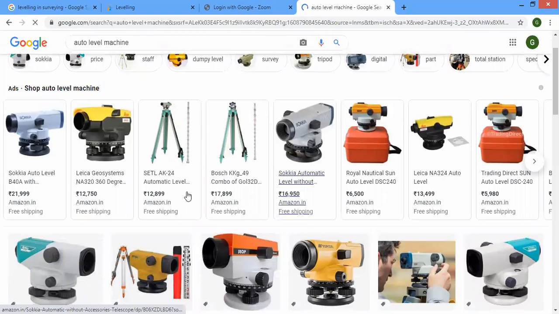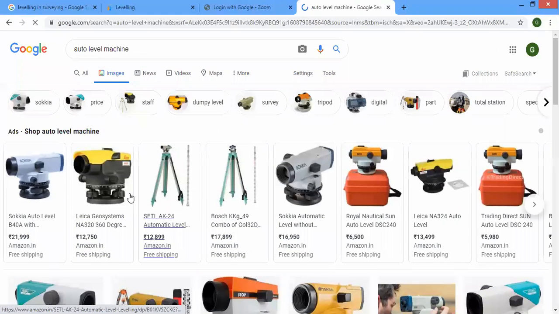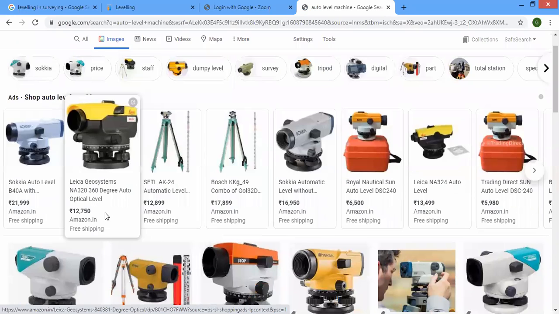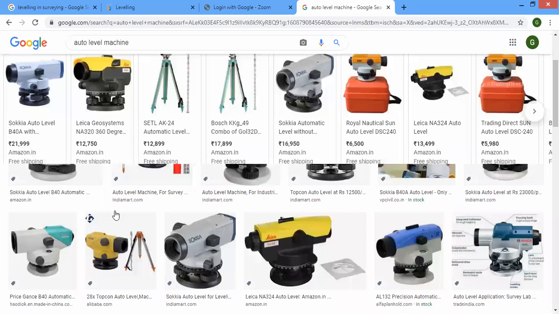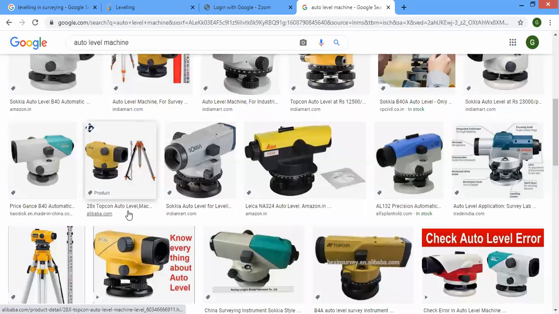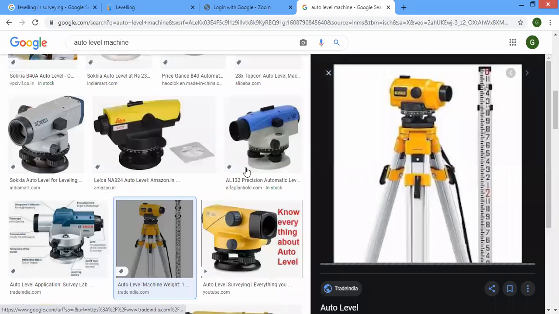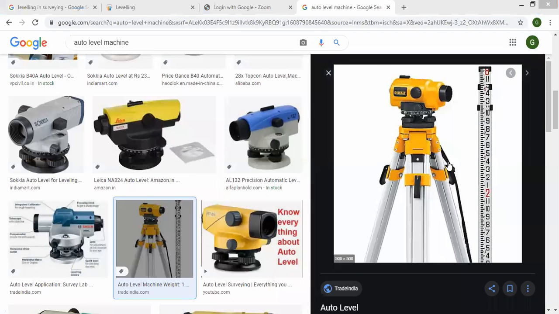Yes, sir. Okay. So this is called the leveling equipment. It is also called an auto level, or you have one more instrument called an inverted level. So this is the auto level now. See here, one image is there. It is mounted on the tripod. On the right side you see yellow color, it is mounted on the tripod.